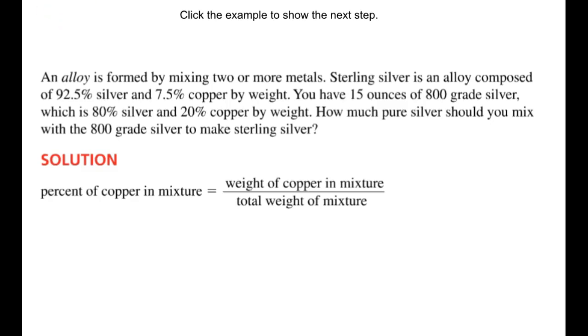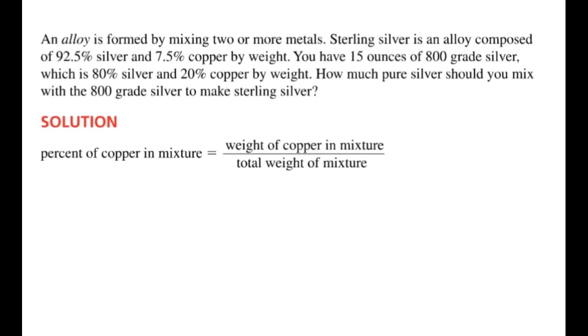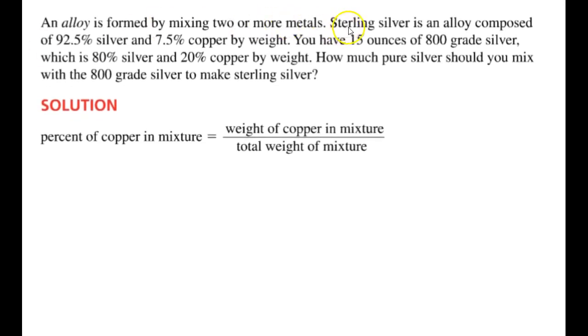So now let's look at kind of a word problem and see what we can do here. An alloy is formed by mixing 2 or more metals. Sterling silver is an alloy composed of 92.5% silver and 7.5% copper by weight. If I have 15 ounces of 800 grade silver, which is 80% silver and 20% copper by weight, how much pure silver should I mix with the 800 grade to make sterling silver?